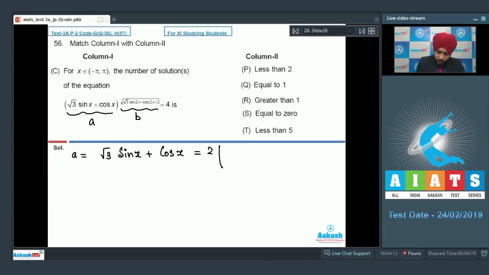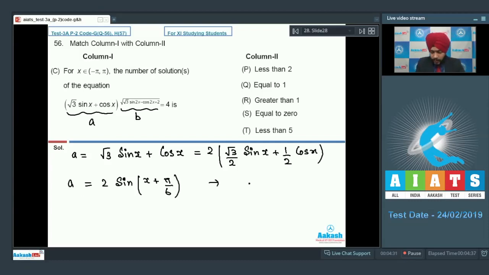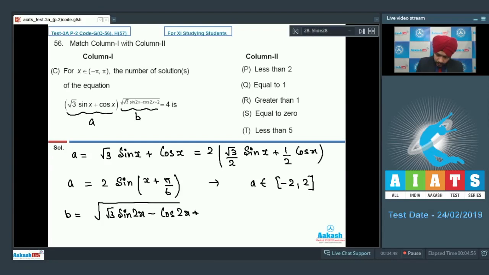which can be written as 2 into root 3 by 2 sin x plus 1 by 2 cos x, which is simply 2 times sine of x plus pi by 6. So students, A is a quantity which belongs to minus 2 to 2. B, the value of B is under root of root 3 sin 2x minus cos 2x plus 2.